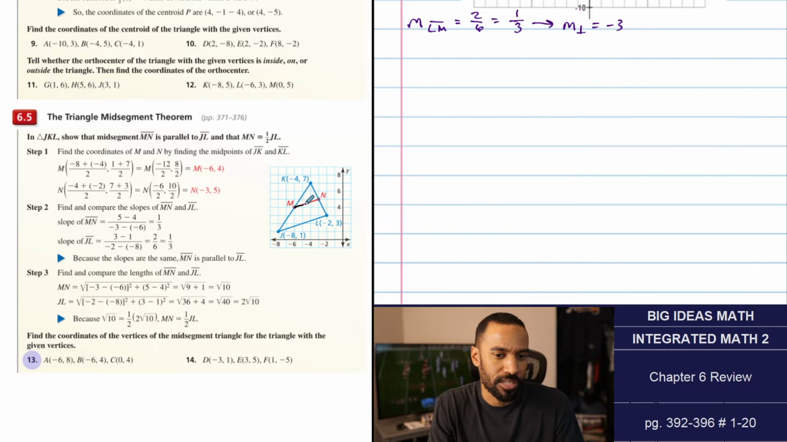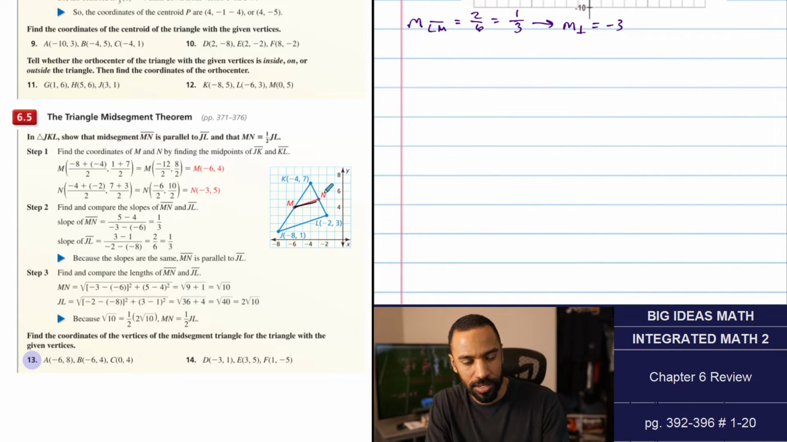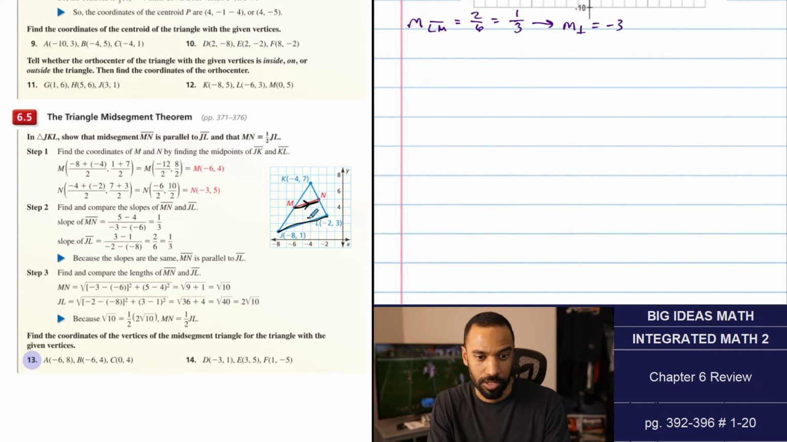A mid-segment is a segment joining two midpoints. A mid-segment is also parallel to the third side that it doesn't touch. That's part of the parallel part, but same slope is what you're going to try and find. It's also half the distance. So this distance is half the length of that one.